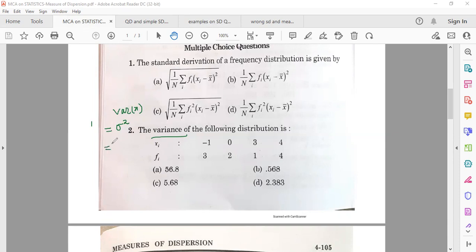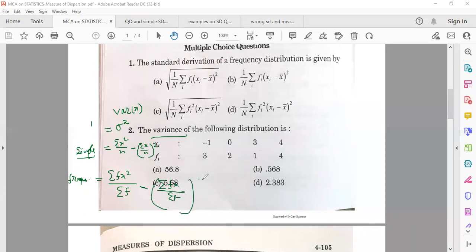Naturally, for the case of simple observations, the formula is summation x square by n minus summation x by n, the whole square. And for the case of frequency distribution, the variance formula will be summation f x square by summation f minus summation fx by summation f, the whole square. Here, for example 2, we use the frequency distribution case formula, not the simple observation case.